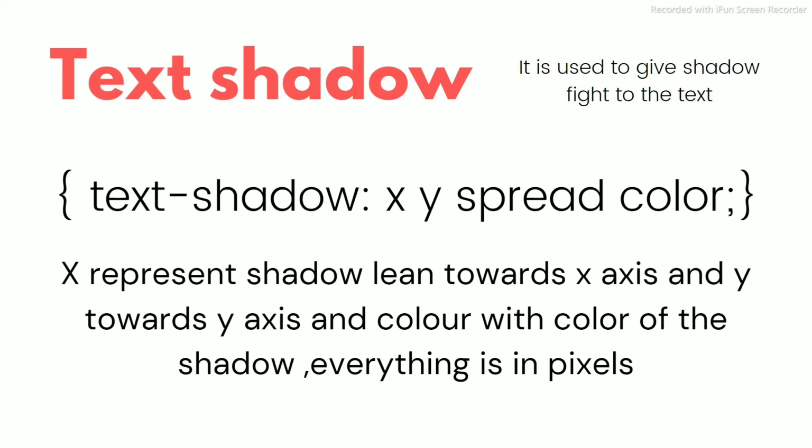X represents the left lean, means if you are giving the x value, more of the shadow will be displayed on the left side of that element. If you are giving a value to the y, more shadow will be displayed to the bottom. And if you are giving the spread, then the shadow will be spread all around the element. And the color represents what color should be shown. If I use a gray or light gray, it looks like a normal, natural shadow. Well, this is all about text shadow.